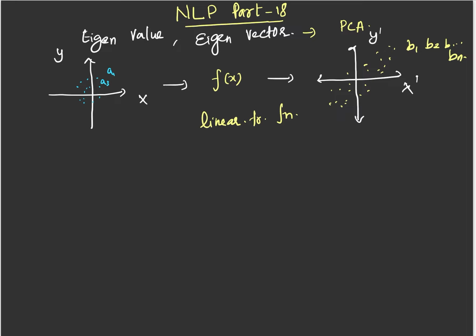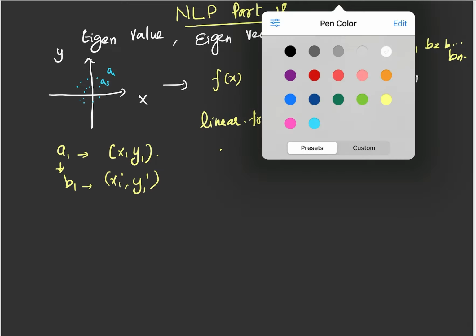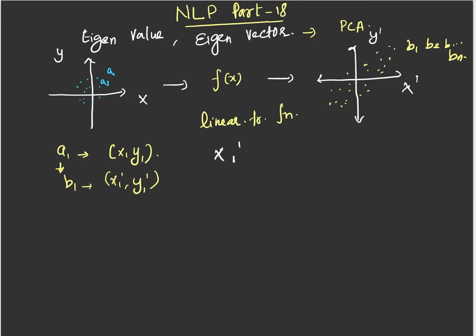So, let us assume one point from this input space, this A1, which is described by x1 and y1. How can I compute this x1 prime and y1 prime, which is b1 in this new plane? This conversion is happening inside this f of x using a linear vector. This is described as, let us assume, x1 prime is equal to u1 of x1 plus u2 of y1.